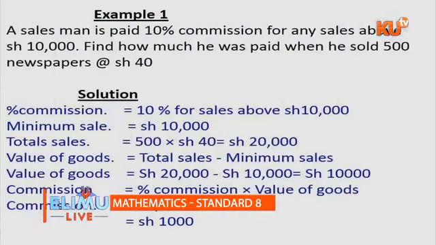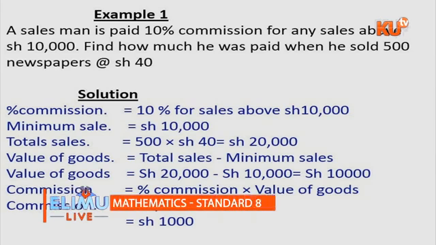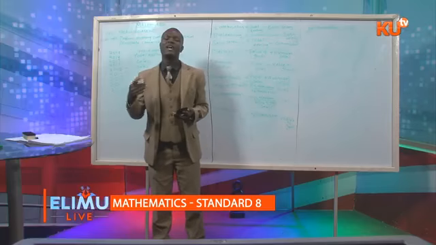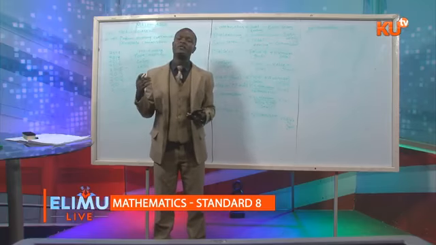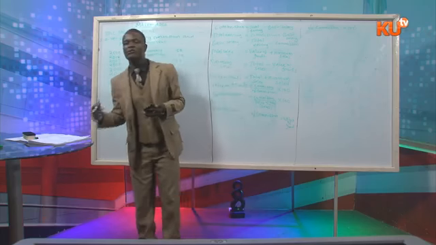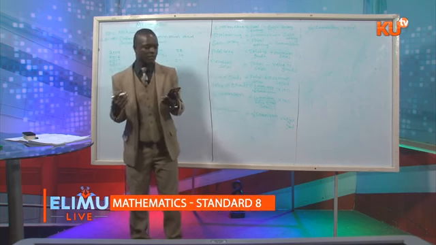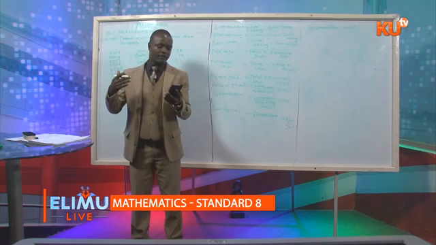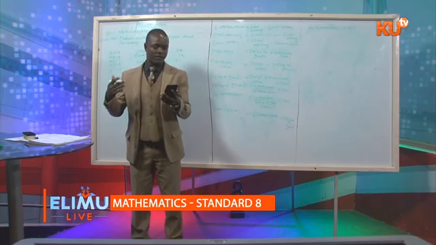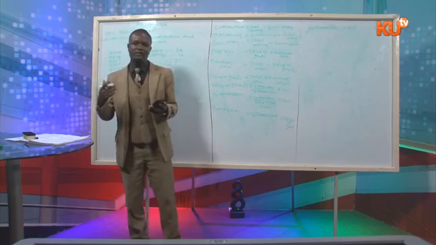One important thing that you need to understand about commission is that when you are given sales above a certain amount, that means that this person is not just going to get commission for any sales that he makes, but the sales must be above the limit which he has been given. And so the first thing that you need to do is to find the amount of money from which he's supposed to get commission. So that's the first question that you should be asking yourself. If he sold 500 newspapers at 40 shillings, what was his total sales? So let us find the total sales.